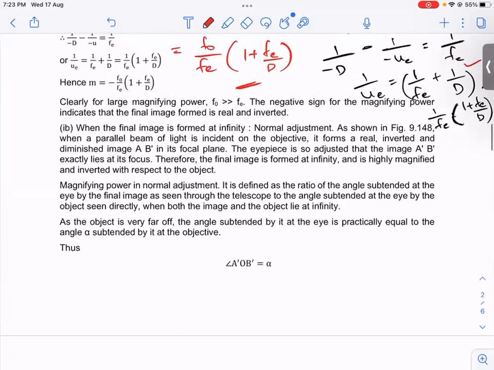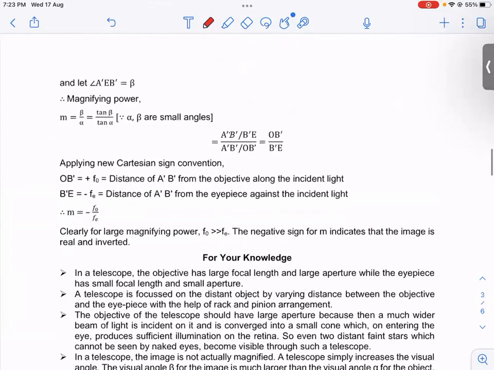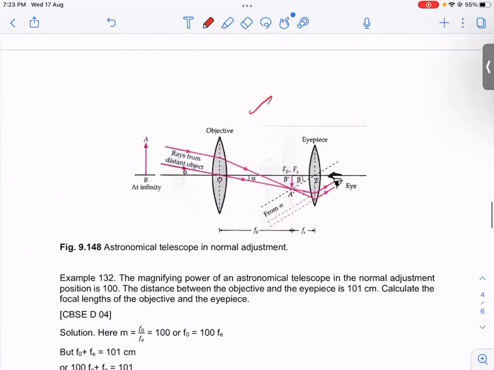Similarly, if the adjustment is done in such a way that the final image is formed at infinity, then how is the ray diagram going to look? It is going to look like this. When the final image is formed at infinity, the first image formed due to the objective will exactly coincide with the focus of the objective and the focus of the eyepiece as well. So from this, it is very simple to calculate.